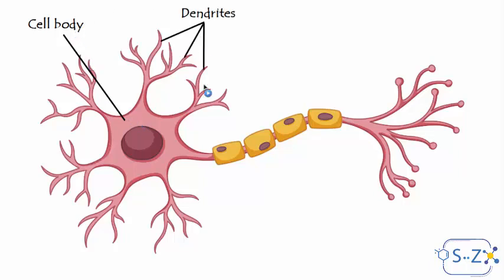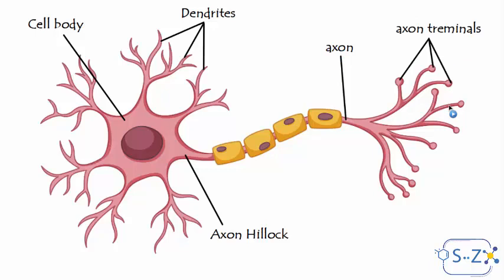Then these are the dendrites that are responsible for taking in or receiving the message, the signals. This part is called the axon hillock. It's like the neck of the neuron that connects the cell body to the axon. This is the axon. And finally we have the axon terminals at the end of the axon.